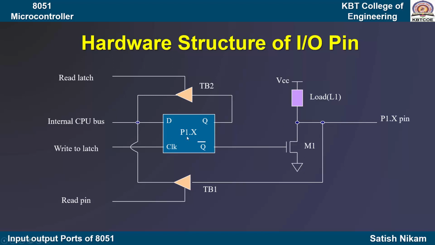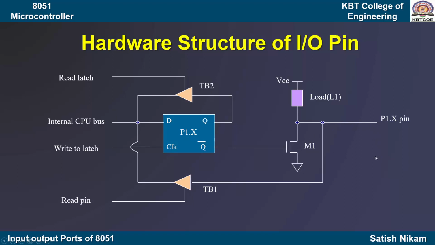Here P1.X means this structure is for port 1 and X indicates any pin of port 1. This figure shows the hardware structure of a single pin of port 1. This type of structure is available for all the pins of port 1 separately. If we understand the function of one pin, we can easily understand the function of all the pins of the same port. Here this pin is connected to the internal CPU bus through the hardware.